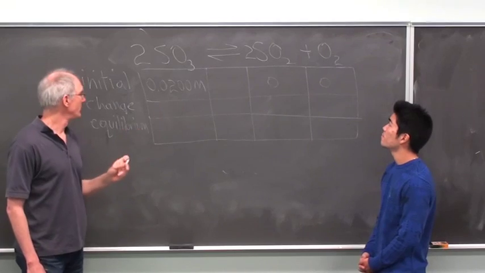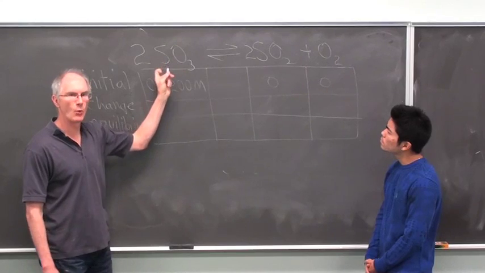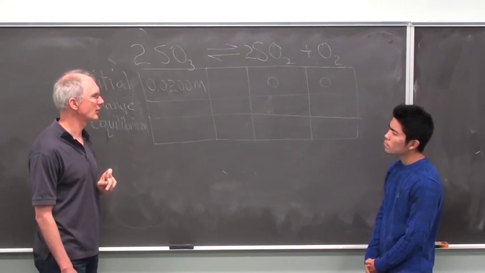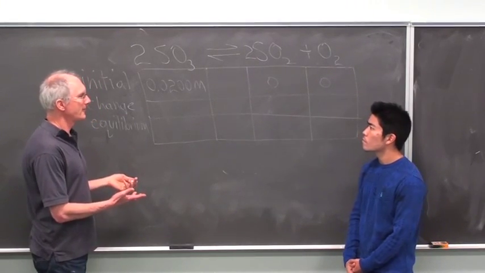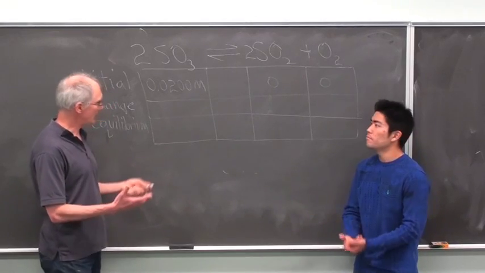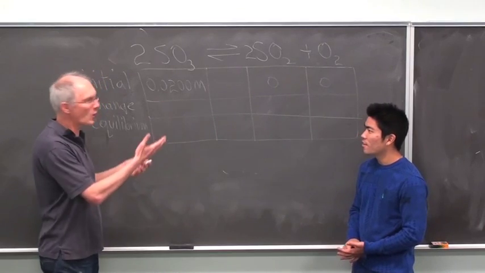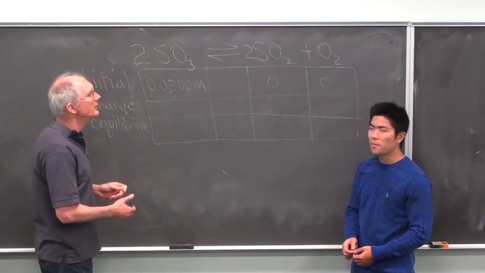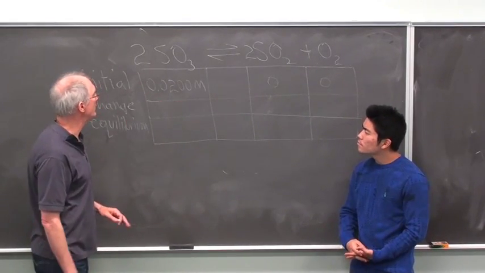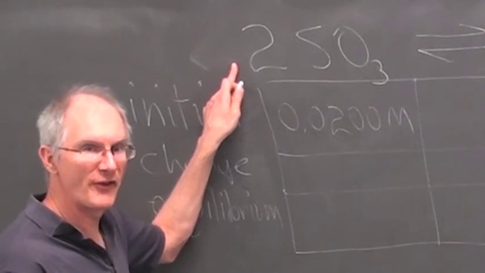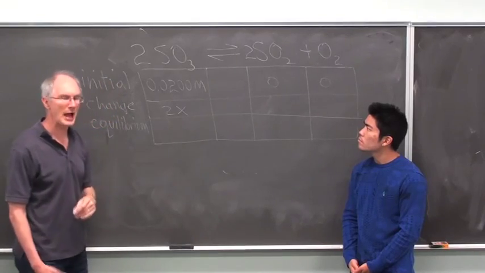The key to the ICE table is really this change row. It allows us to relate what happens to one thing to what happens to the other things in the balanced equation. I'm going to put in variables there, because we don't know what the change is yet. Sometimes you will; sometimes you'll be told the change of O2 is 0.2. But this will allow us to relate the change of one thing to the change of another. The way you do it is you put the coefficient from the balanced equation, a 2, and then an unknown, x.